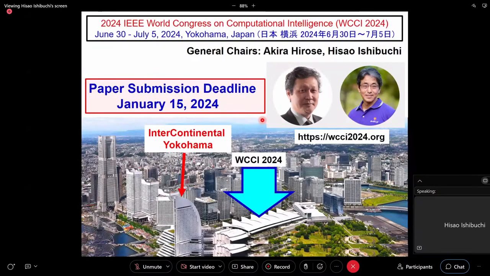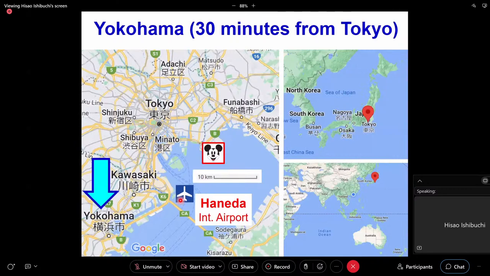This is the conference site. This is the conference center. And the nearest hotel is here, the Intercontinental Yokohama. And Yokohama is here, very close to Tokyo, about 30 minutes by standard train. If you use the high-speed train, Tokyo and Yokohama are only a 10-minute ride apart. And Haneda International Airport is the largest international airport in Japan. Many direct flights from all over the world. And you can also find Mickey Mouse here.